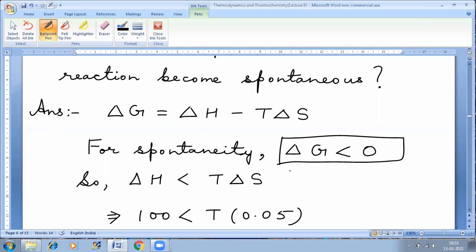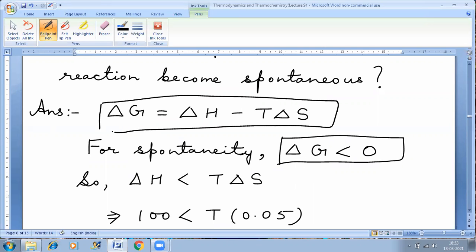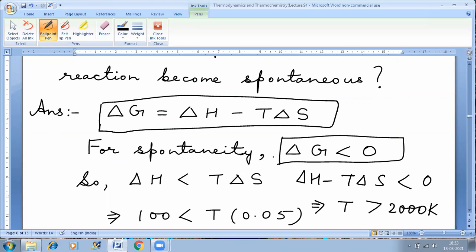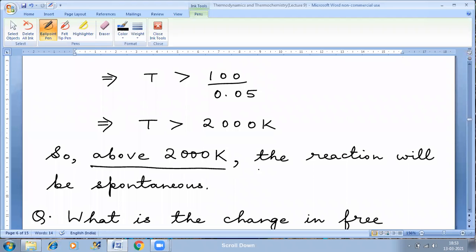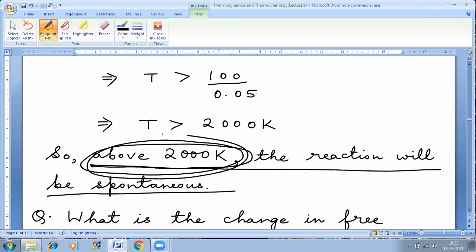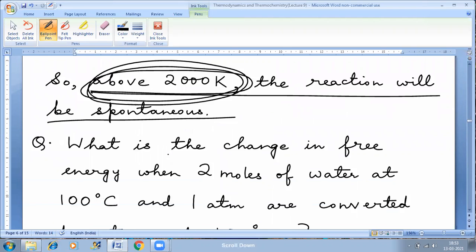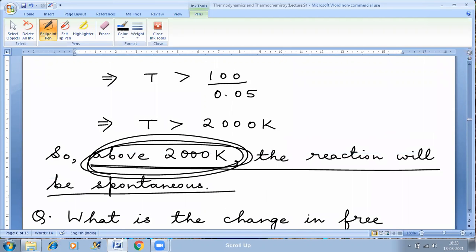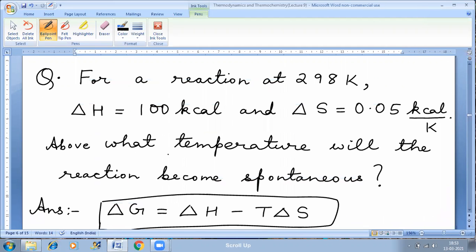And delta G is nothing but delta H minus T delta S. So delta H minus T delta S is less than 0, that is negative. And I've put the values, so I'll get T as greater than 2000 Kelvin. If T is greater than 2000 Kelvin, I'll say above 2000 Kelvin, the reaction will be spontaneous. This is the final conclusion. Above 2000 Kelvin, the reaction will be spontaneous. Okay. This was the first question.